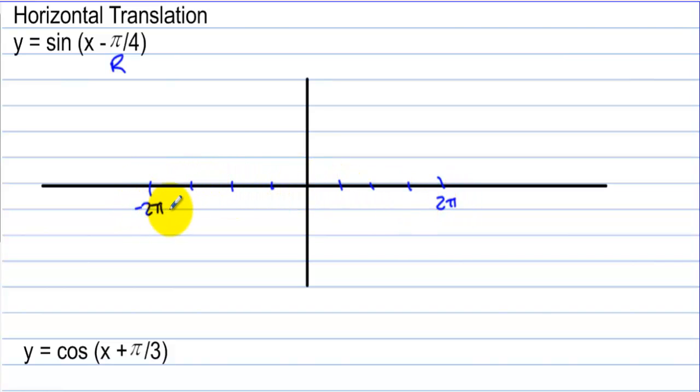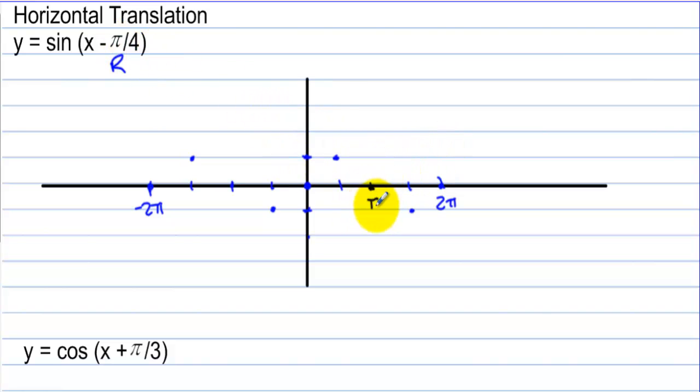1, 2, 3, 4 marks. Here's -2 pi. And we're going to move everybody pi over 4, but first we'll go up to 1, down to -1. Sine starts at 0, goes to 1, back to 0, down to -1, and to 0. Then we go backwards to -1, 0, 1, and 0. But now we have to push everybody over to the right, pi over 4.